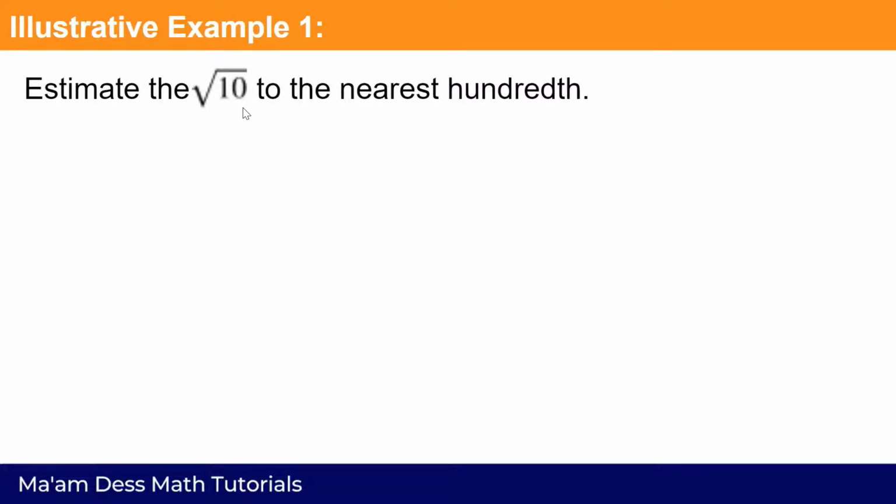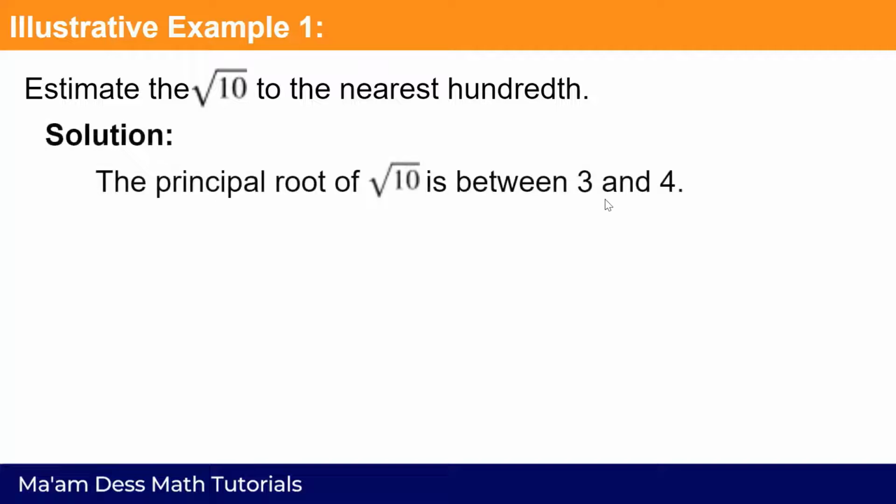Example: estimate the square root of 10 to the nearest hundredth. Okay, paano po ito gawin? So, tingnan ano po yung perfect square na kung saan ay malapit ang square root of 10. Okay, so perfect squares ay 9 at saka 16. And then get the square root. So, ang sagot po natin ay 3 and 4. So, yung square root of 10 ay nasa gitna ng dalawang magkasunod na number which are 3 and 4.